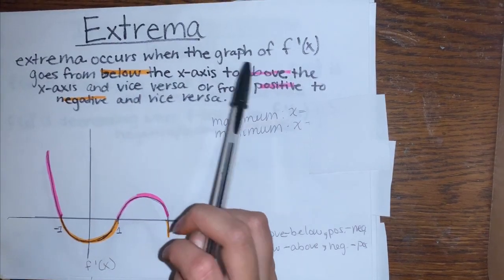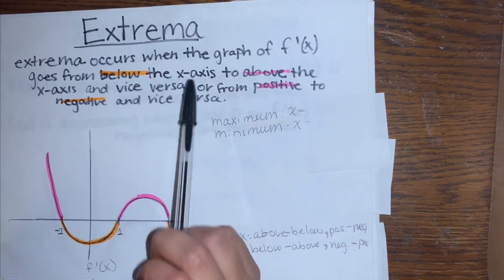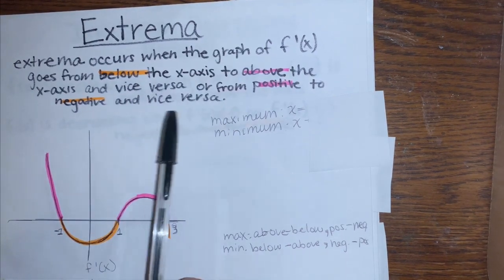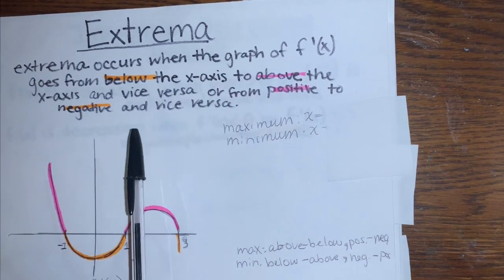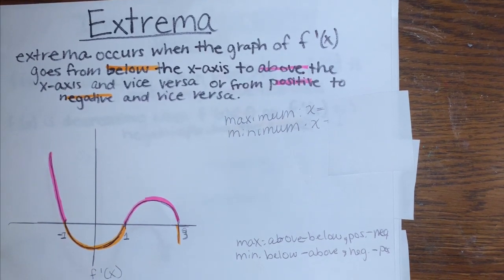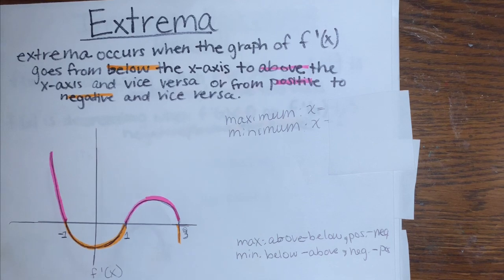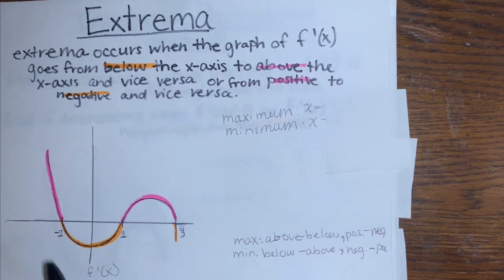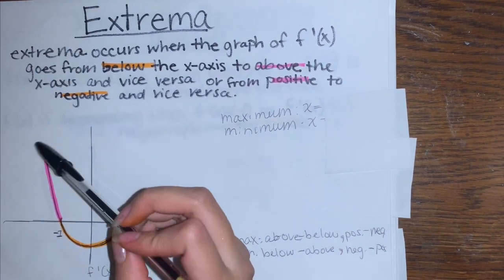Extrema occurs when the graph of f prime of x goes from below the x-axis to above the x-axis, and vice versa, or when it goes from positive to negative, and vice versa. So to start off, we're going to be looking at our graph, which is f prime of x. Remember to always look at which graph you are given. We're going to start off at the far left.